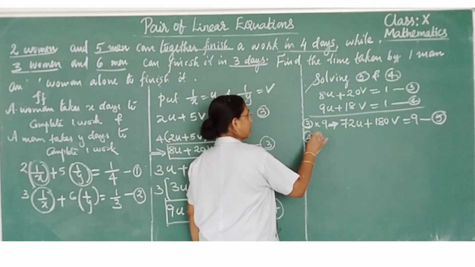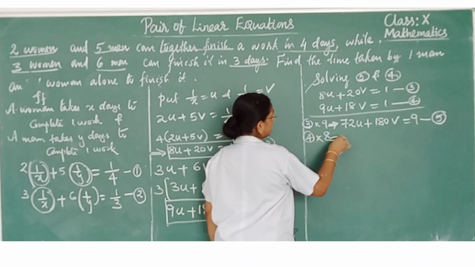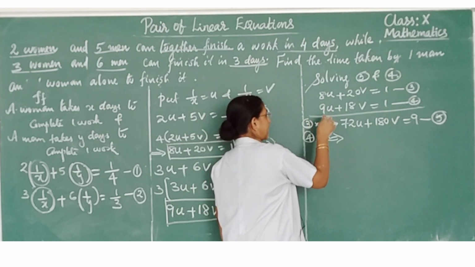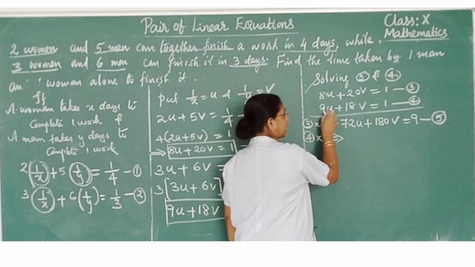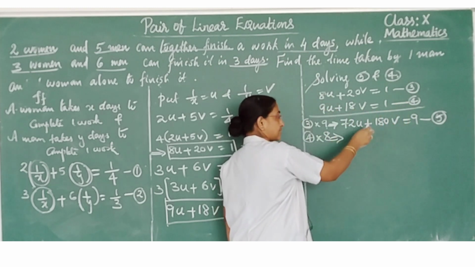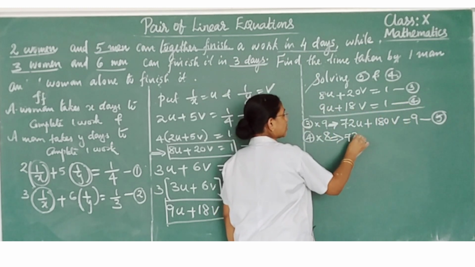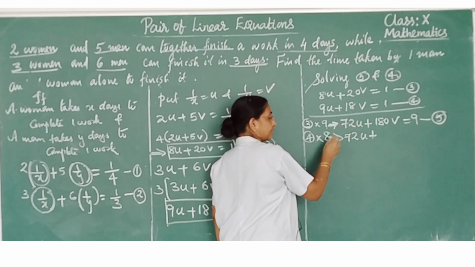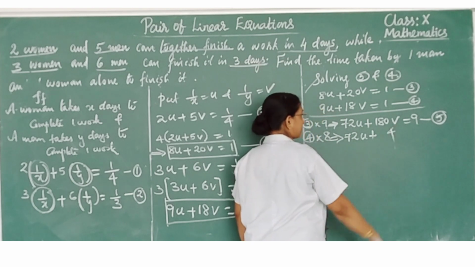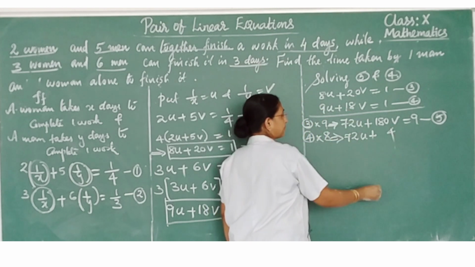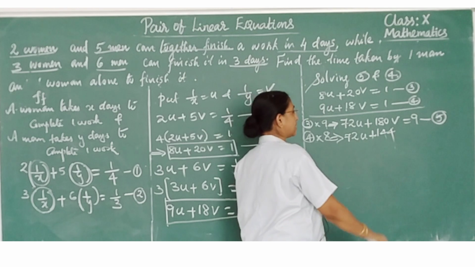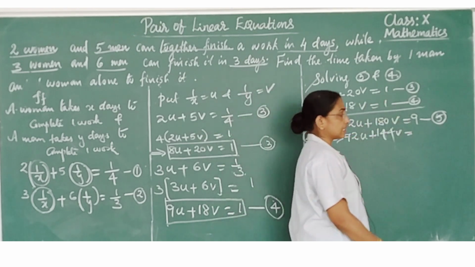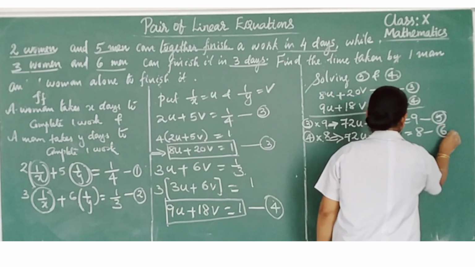Multiplying equation 4 with the 8, to eliminate the term U. So multiply with the 8 means that you need to multiply this equation throughout with an 8. 9 into 8 is 72U plus 8 into 18. What about 8 into 18? 8 8s are 64, 4 balance 6, then 8 plus 6 is 14, 144V. Your right side is 8 into 1 is 8. This is equation number 6.